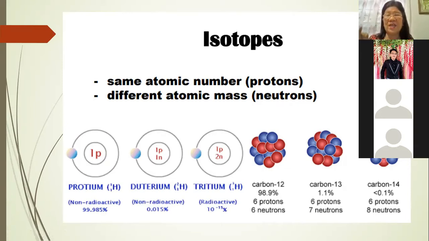But this will differ in the number of neutrons. That is 1 minus 1 equals 0. Therefore, protium has 0 neutrons. Second, deuterium. Deuterium is known as heavy water.